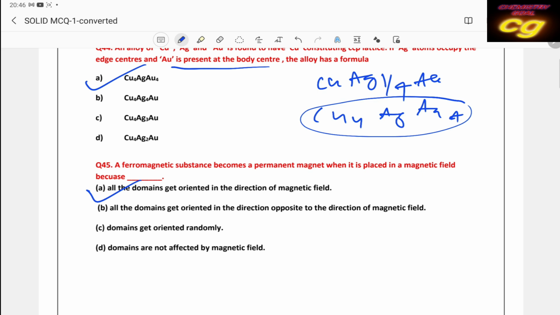In other cases, in paramagnetic there is some irregular pattern, and antiferromagnetic is just opposite to the external magnetic field, and ferromagnetic is in one direction. So you have to remember this. So this is about some important questions related to solid state.